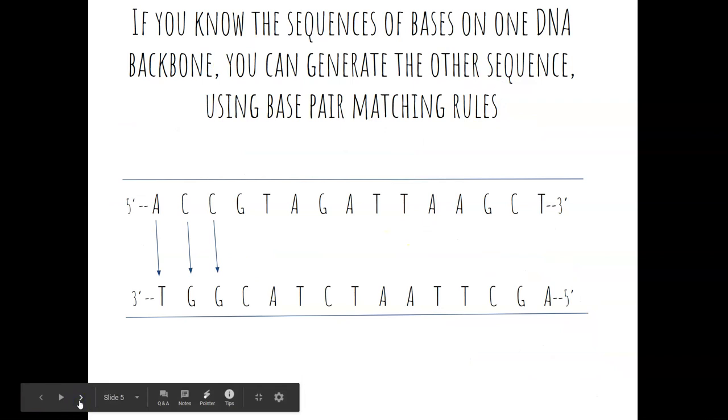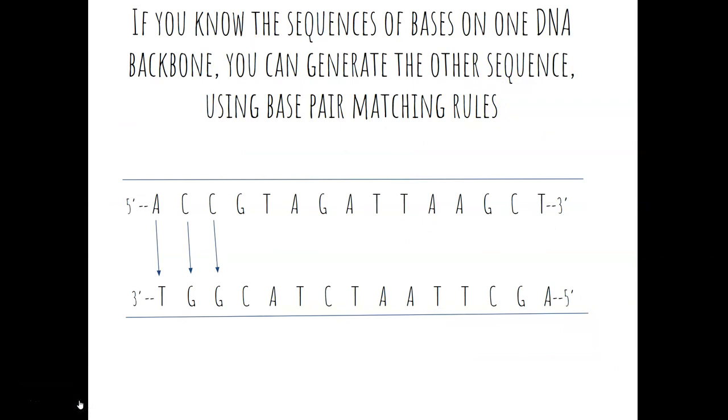What this means is that if you know the sequence of bases on one strand of DNA, you can generate the other strand using those base pair matching rules. So in this example, I've started out with a few for you. If we start out on the 5' end, the matching end would be a 3' end. The adenine would match with the thymine, the cytosine would match with the guanine, and the cytosine would match with the guanine.